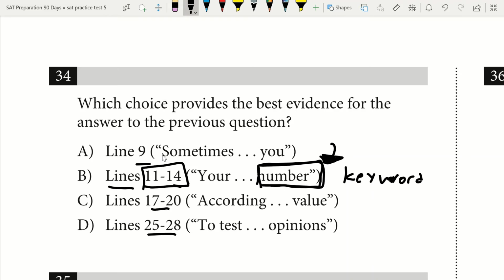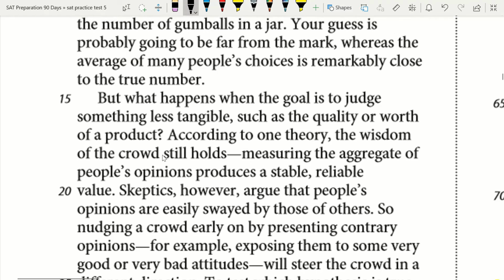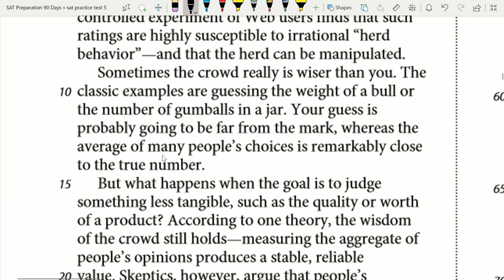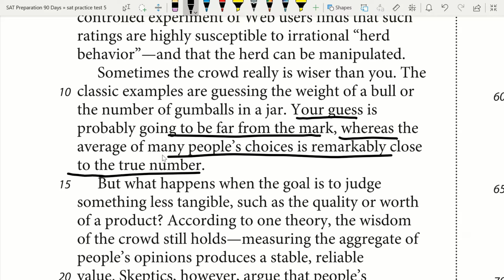This is going to help me, because if I go to lines 11 to 14, I see it says, your guess is probably going to be far from the mark, whereas the average of many people's choices is remarkably close to the true number. And if we get some more context by reading back, we see that sometimes the crowd really is wiser than you. The classic examples are guessing the weight of a bull or the number of gumballs in a jar. Your guess is probably far from the mark, whereas the average of many people's choices is remarkably close to the true number.